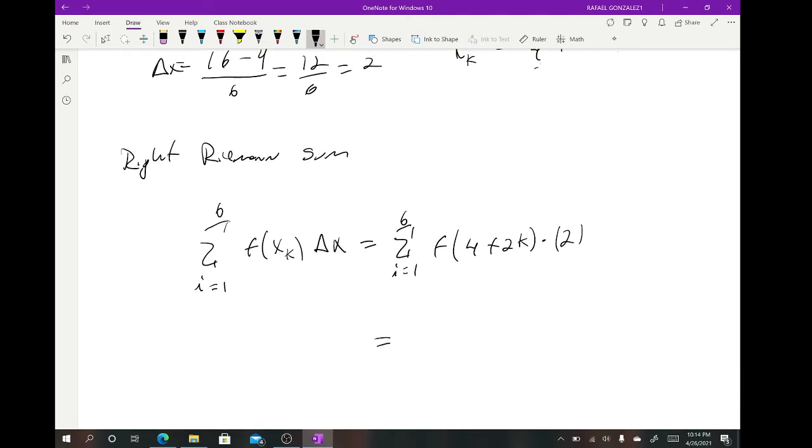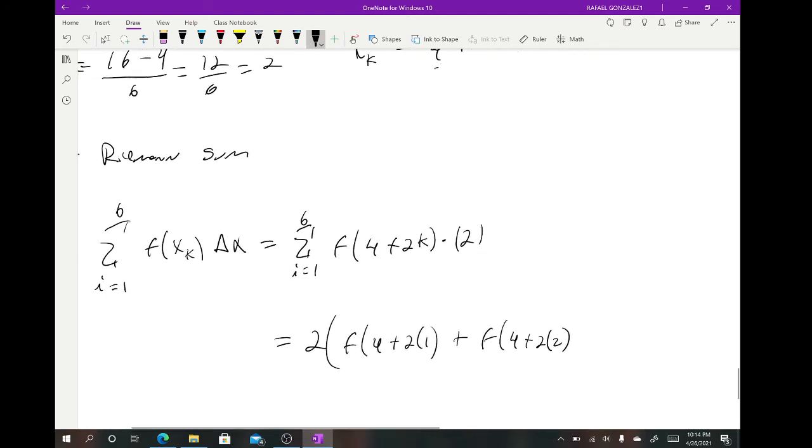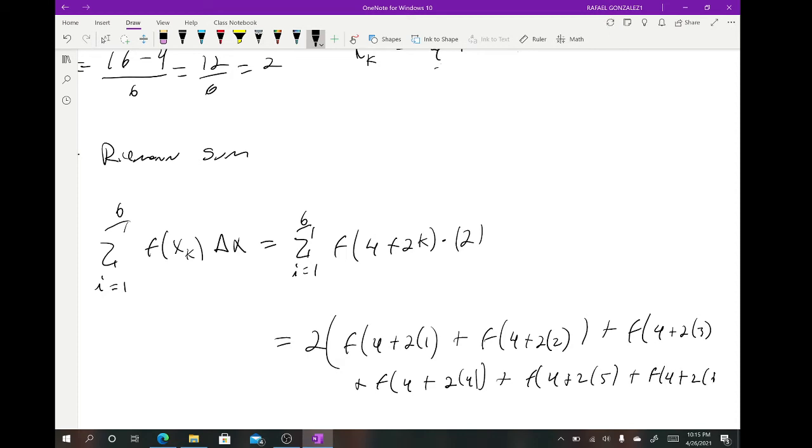So really what we have here is the following sum. I'm going to put the width on the outside, and we have f of 4 plus 2 times 1, plus f of 4 plus 2 times 2, plus f of 4 plus 2 times 3, plus f of 4 plus 2 times 4, plus f of 4 plus 2 times 5, plus f of 4 plus 2 times 6. Okay, so that's what our sum is equal to.